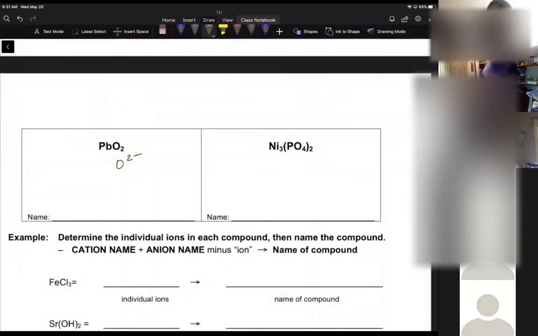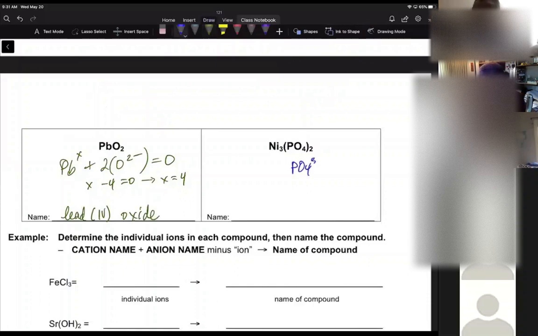All right, we've got 2 O2 minus and 1 lead to balance out. For the charges, it looks like X minus 4 equals 0, so X equals 4. This is a lead 4 oxide.